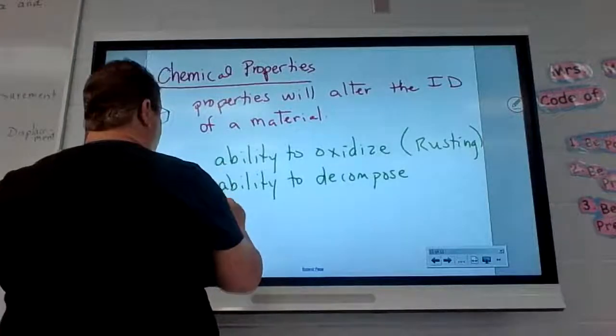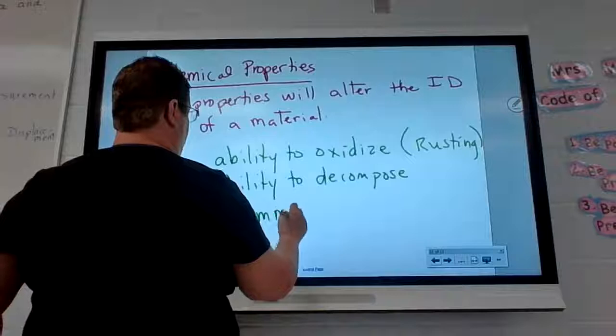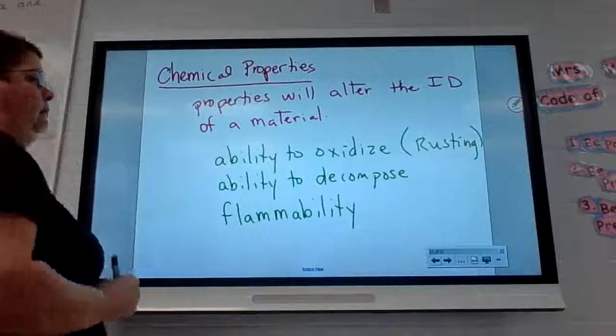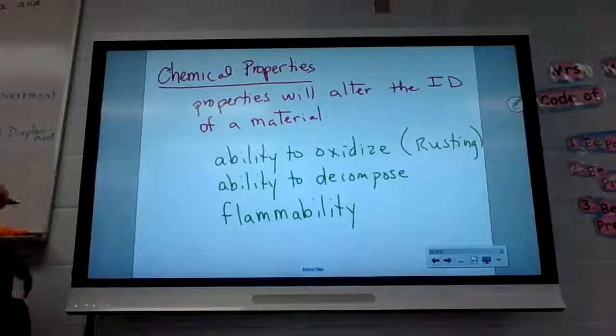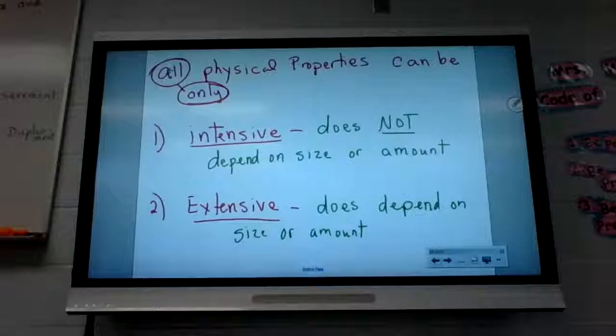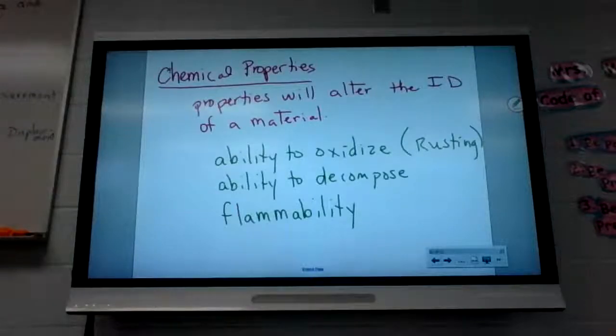All right. Flammability. Okay. All of those are going to be chemical properties. Now, if I go back one slide, and I'll come right back, are we going to label these as intensive and extensive based on what I put on that very top in red? Only physical properties are intensive and extensive. So we're not coming back here and labeling those as intensive and extensive because they're not. Okay?